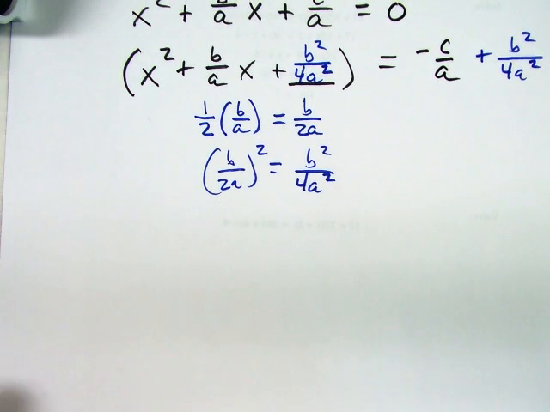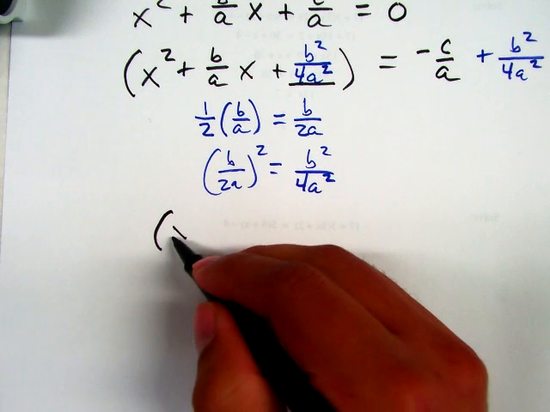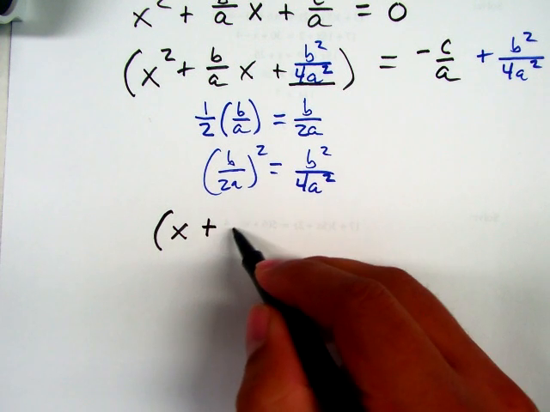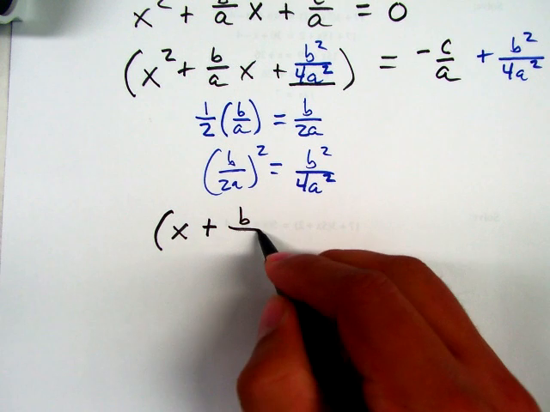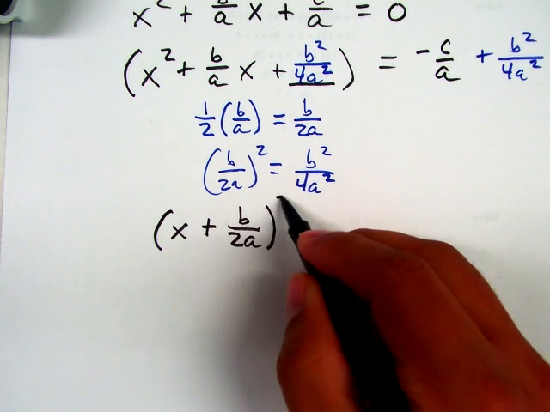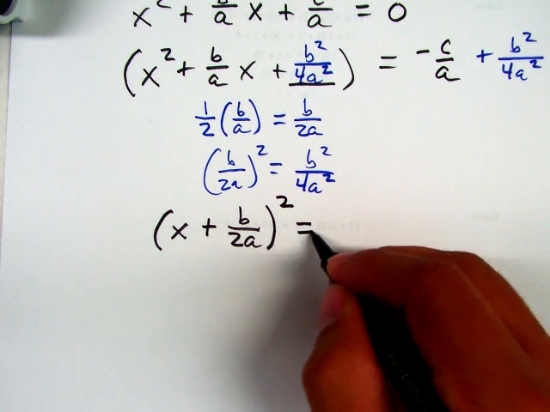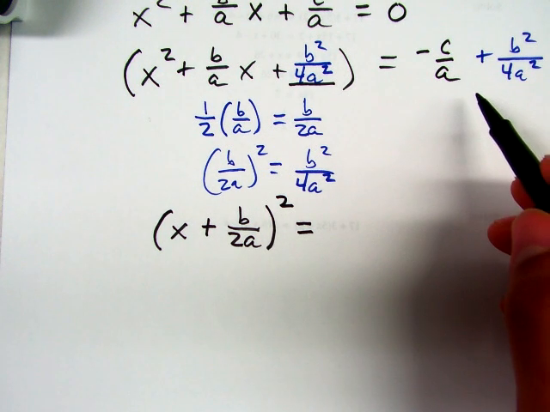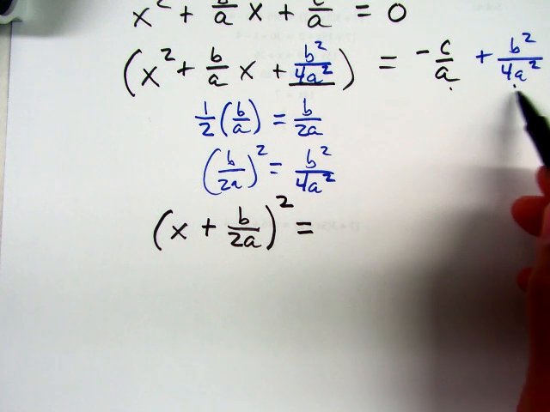Now, let's try to factor this. The left side becomes x plus, and what number goes here? It's not b over a, it's b over 2a, just like all the other ones, squared equals, and then, if I recall, in the last problem, we got a common denominator, didn't we?